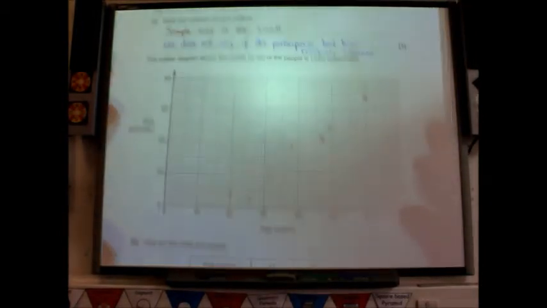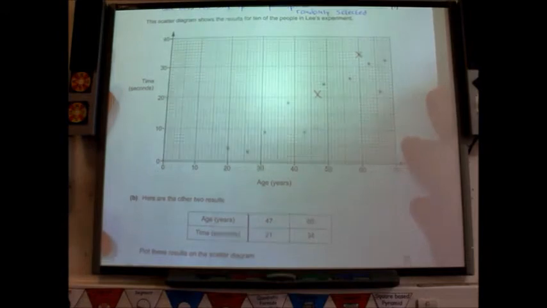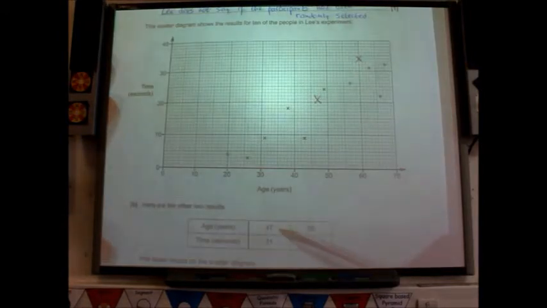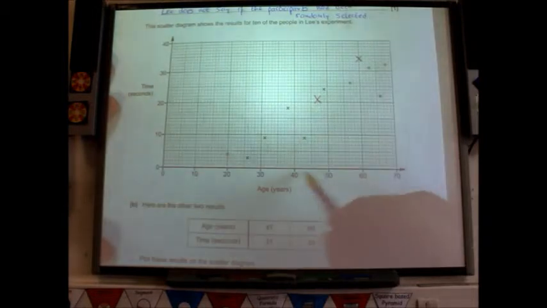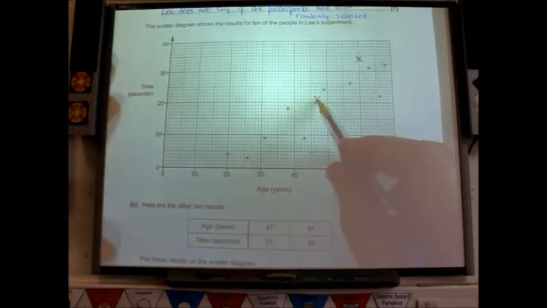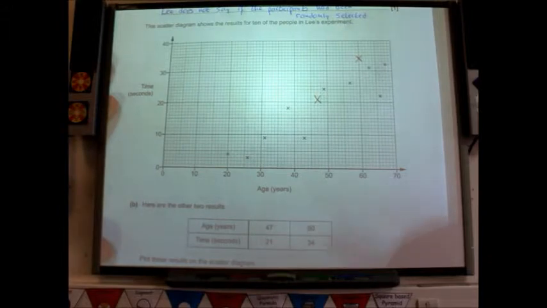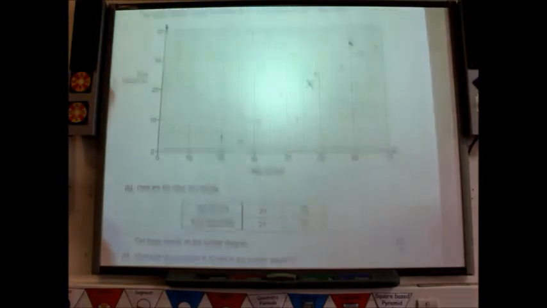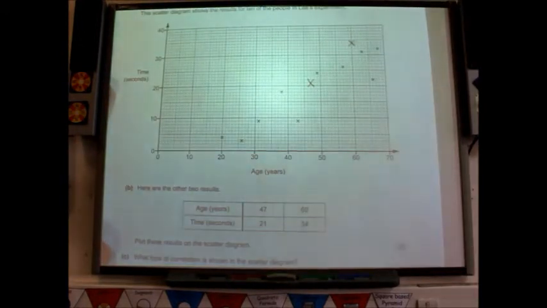The next marks are possibly the two easiest on the paper. Plot these on the scatter graph. So 47 and 21. 47 and 21 is there. 60 and 34. The age is 60 and 34 is there. I still cannot believe it's 2 marks for plotting those 2 points. But anyway, happy days it is.